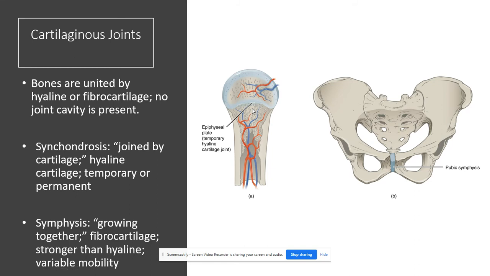puberty period, where young people go through their growth spurts. Once adulthood has been met, this will become closed off, the growth will end, and that plate will harden. Here, where you have your pubic symphysis, again, that would be a symphysis plate that would not continue to grow, but it would provide mobility in this particular area.